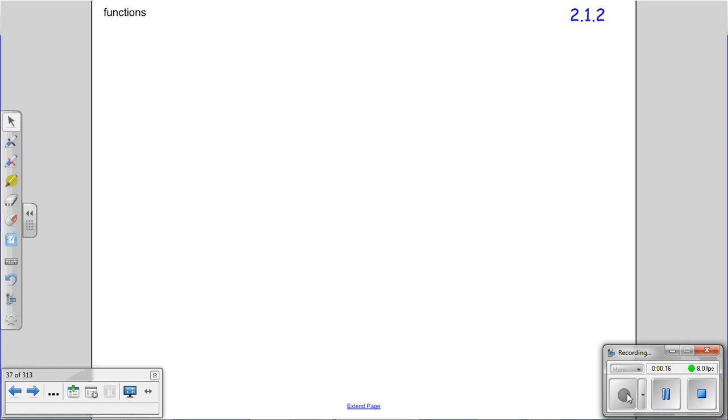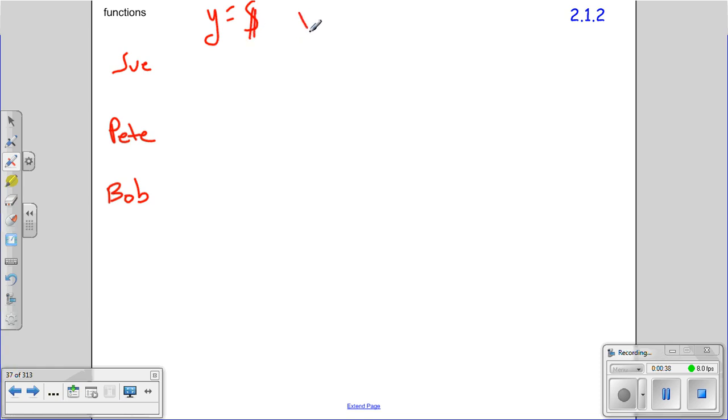So let's first talk about a scenario where we have several people. Let's say we have Sue, Pete, and Bob. We're going to define how much money they make. Y is going to tell us how much money they make, and X is the input, which is basically based on how many hours of work they put in.